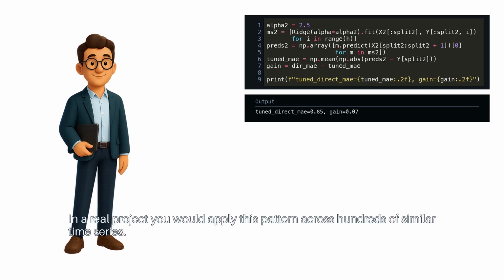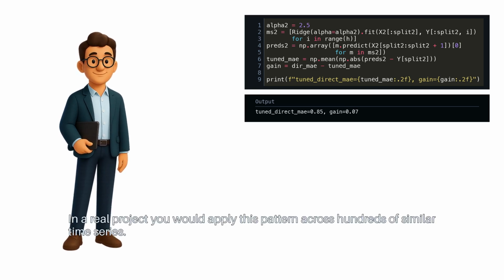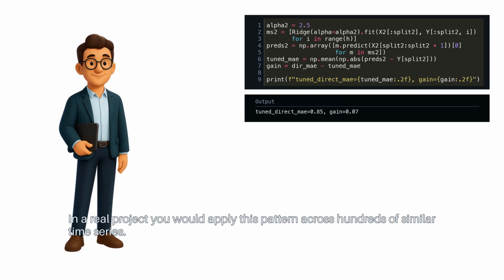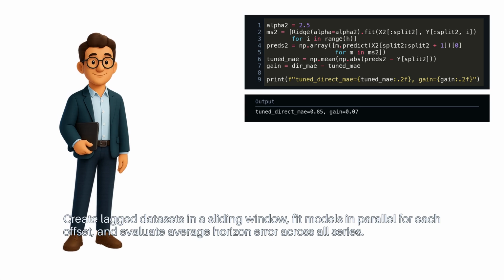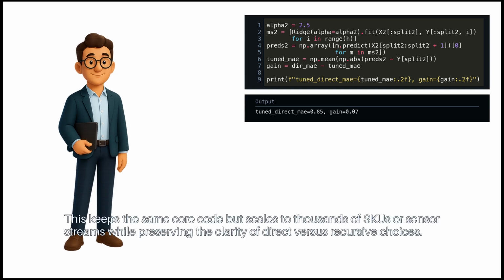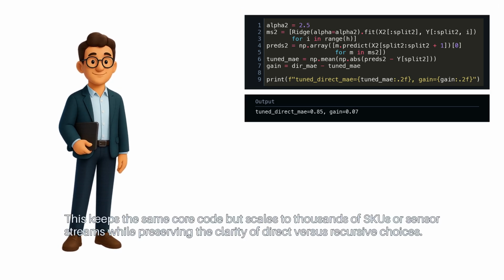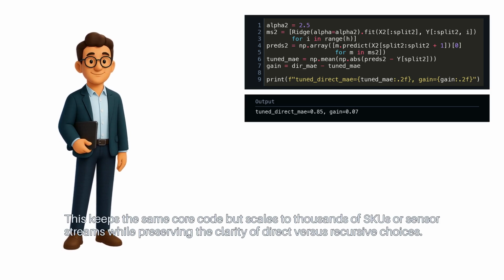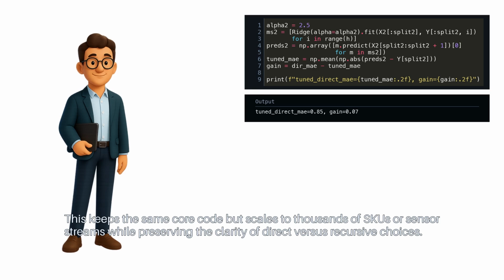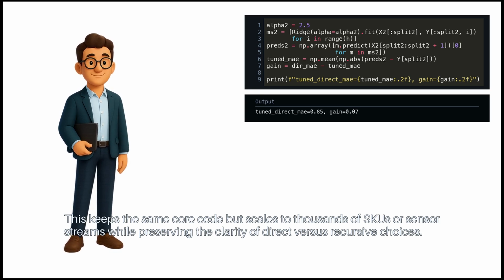In a real project, you would apply this pattern across hundreds of similar time series. Create lagged datasets in a sliding window, fit models in parallel for each offset, and evaluate average horizon error across all series. This keeps the same core code, but scales to thousands of SKUs or sensor streams, while preserving the clarity of direct versus recursive choices.